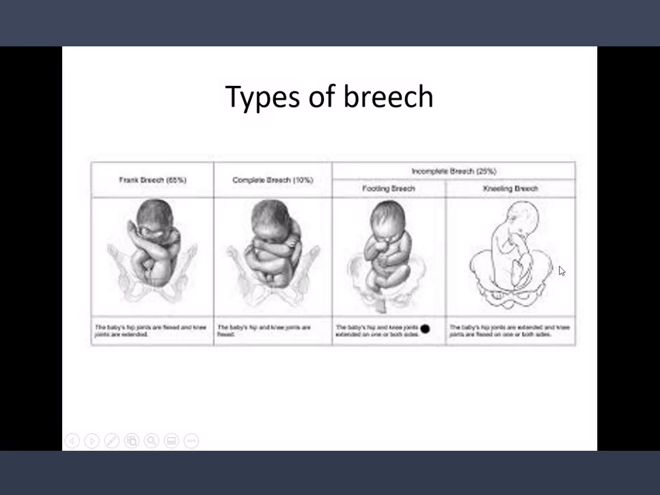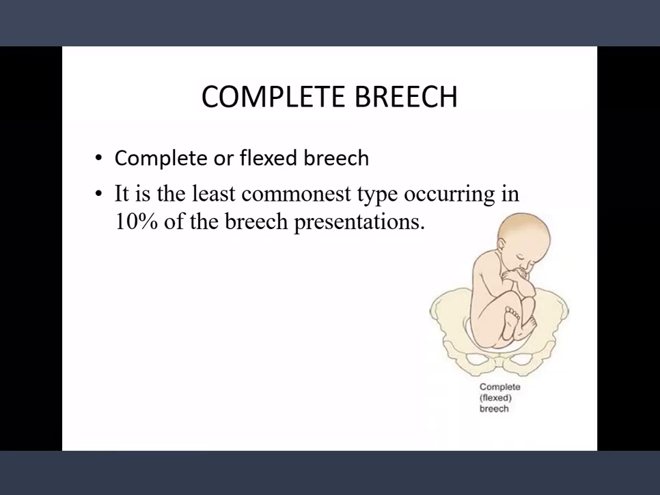These three varieties are incomplete breech. In incomplete breech, there are again three types. First one is frank breech. Second is footling presentation. Third is knee presentation. These three varieties depend on the extension at the hip or knee joint. So first we'll go to the complete breech.